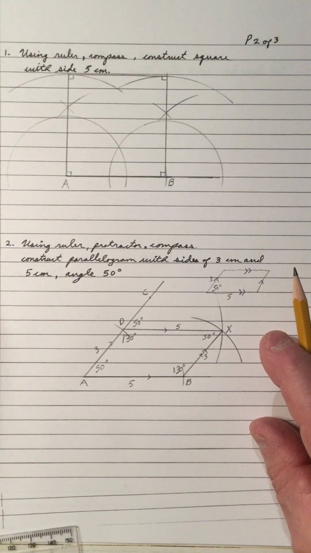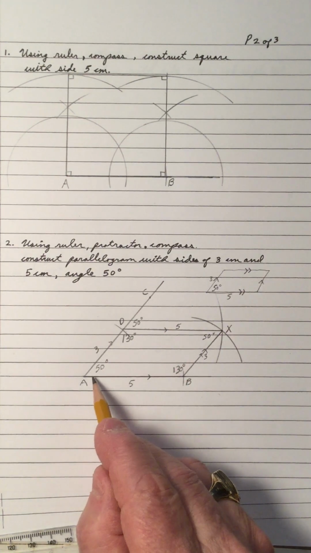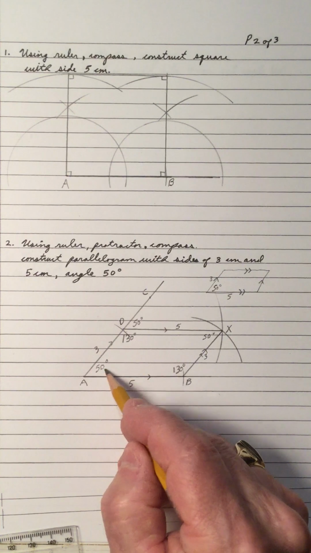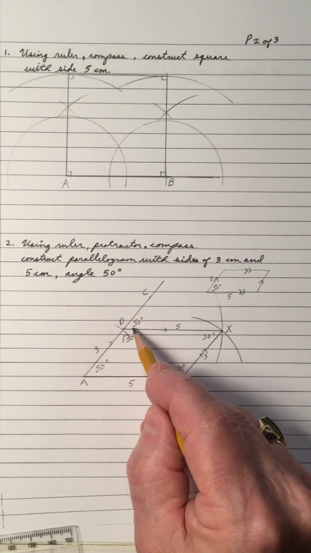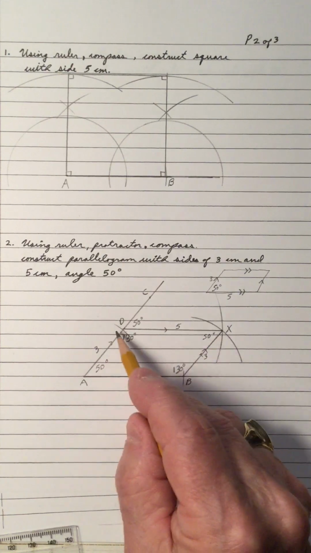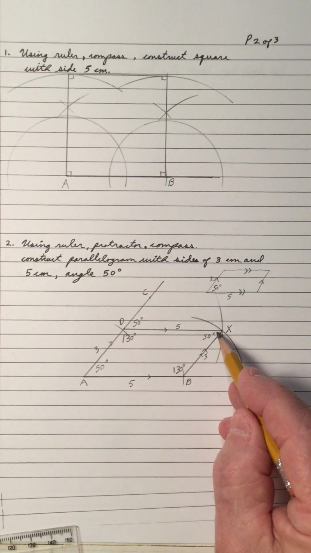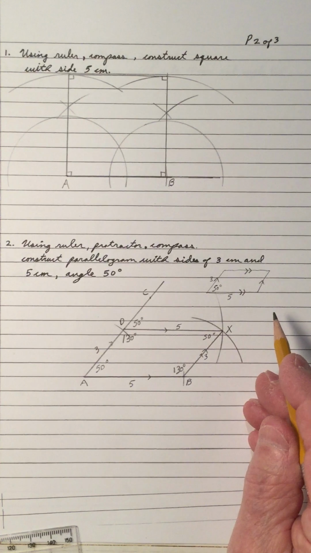Another way I could have done it is I could have copied this angle right here at this point, and drawn a line. I would have got parallel lines and then marked off the 5 and the 3. So there are different ways to do it.